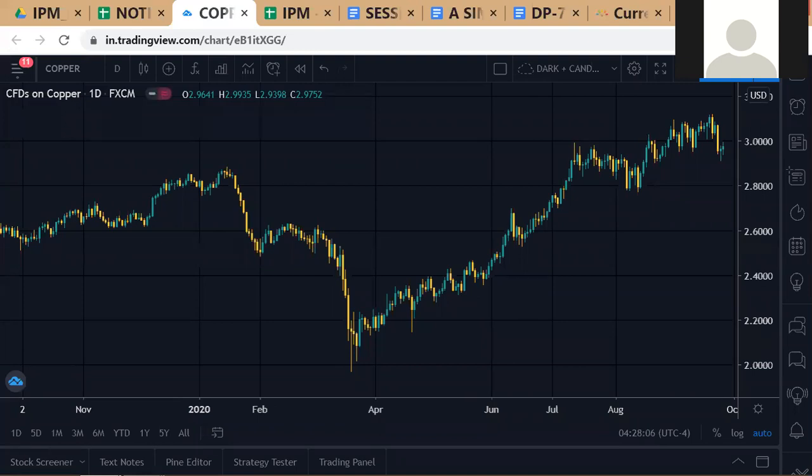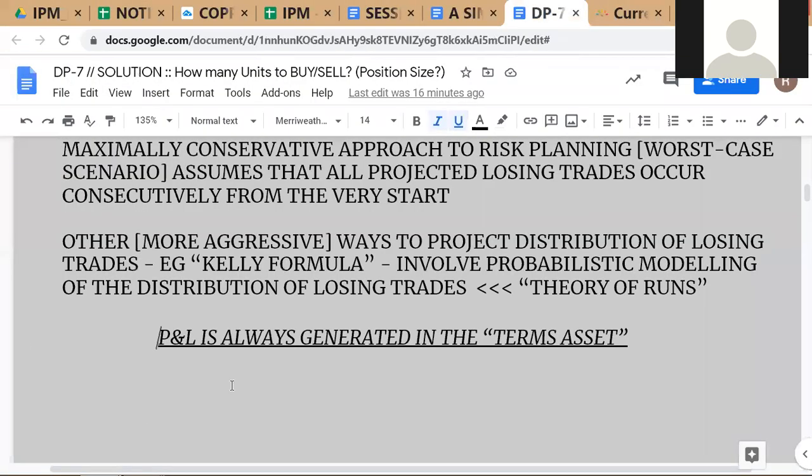So this is base asset, terms asset. We are discussing very basic stuff here. Okay, so we have to just move the chat box up. Okay, so this is where we are. All right, so what we are trying to establish.